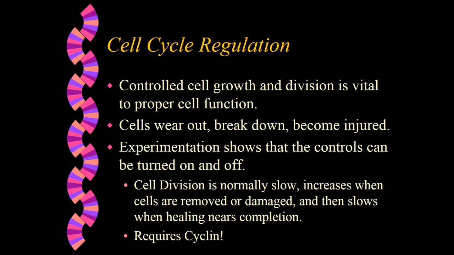So cell division is usually pretty slow, and cell division increases when the cell is damaged or the cell is removed. We're going to talk a little bit more about that as we go. But one thing that's really important to note is that cell division requires cyclin. Cyclin proteins are vital to this whole regulation pathway, and so we're going to talk a lot about cyclin.